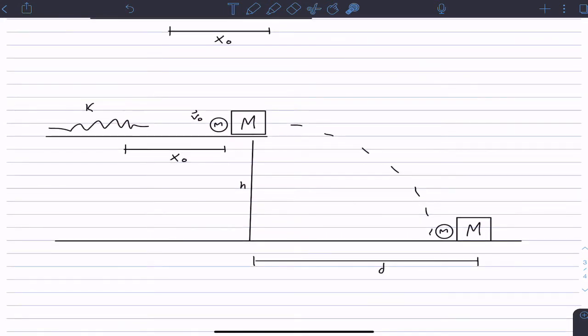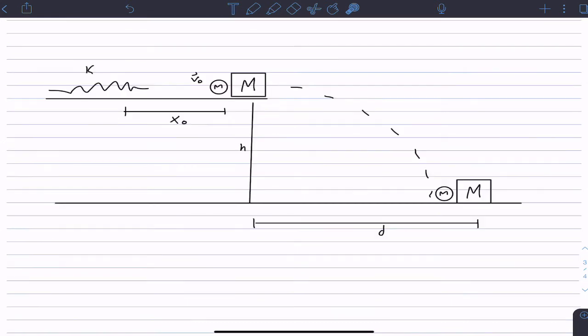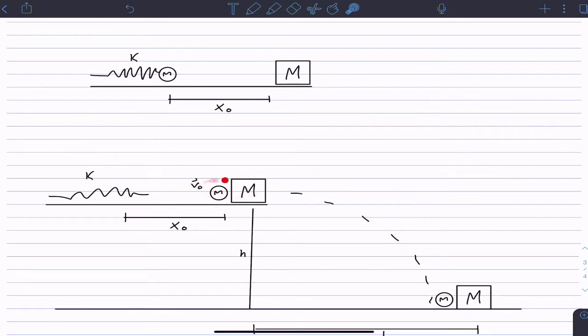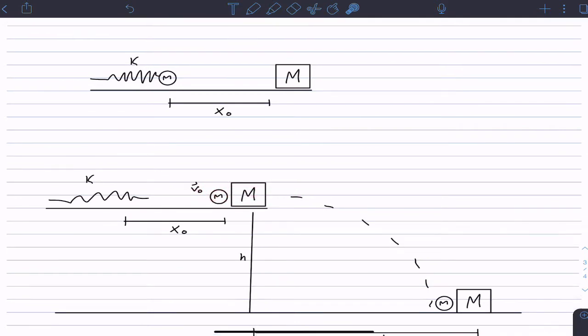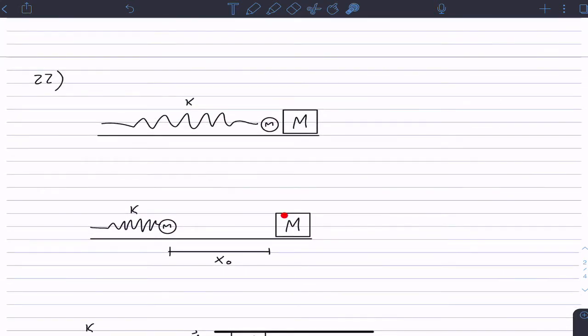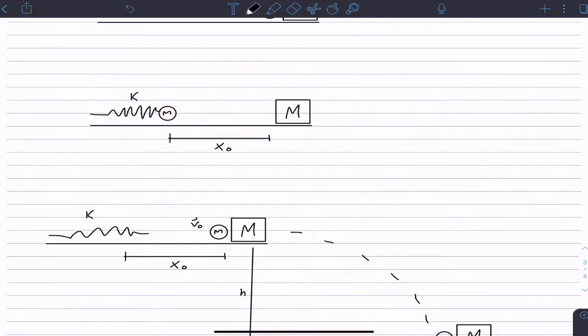So considering that the block and ball actually stick together in the collision, this is inelastic. We'll use kinematics at the end to find d. We'll be able to use conservation of momentum for the inelastic collision, because momentum will be conserved in this case, but the energy will not. And then up here in this situation, we'll be able to use conservation of energy. So let's get started.